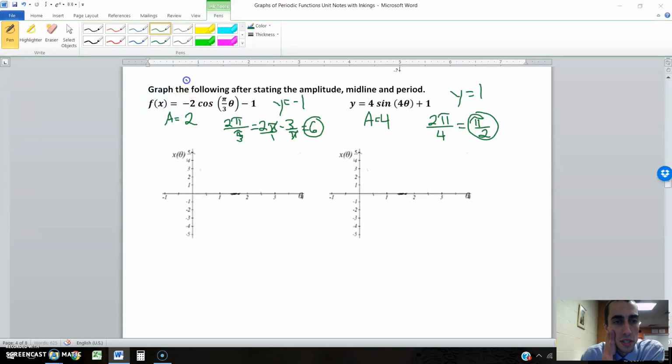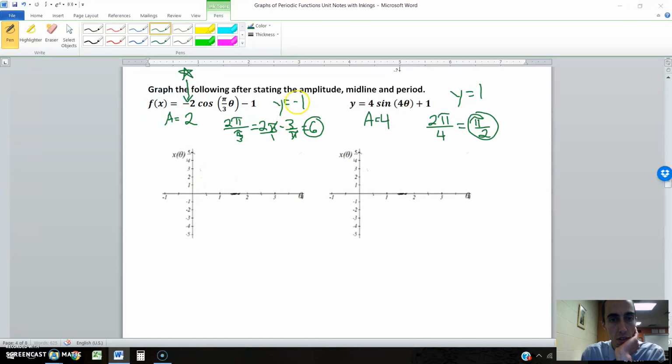What I'd like to point out is this graph is going to be a reflection. So it's going to be an upside down cosine graph. What I suggest is that we graph this as though it's a right side up cosine graph, and then save this for last. So we'll reflect it last.